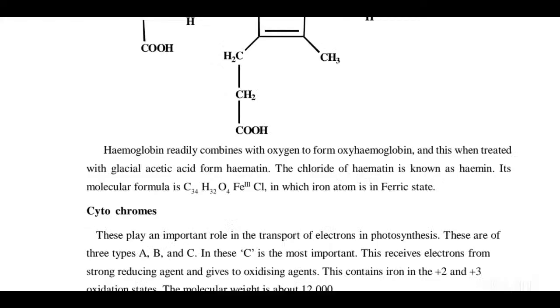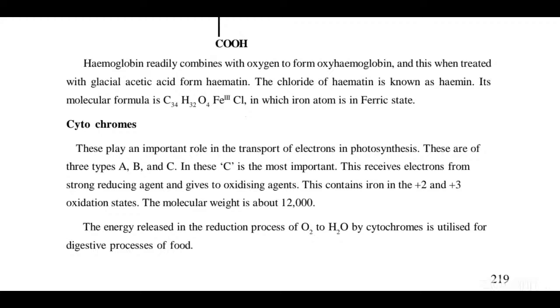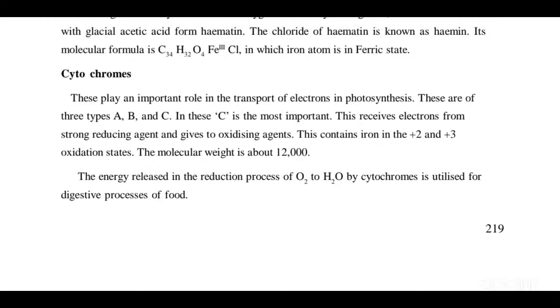The cytochrome plays an important role in the transport of electrons in photosynthesis. These are three types: A, B, and C. C is the most important. This receives electrons from a strong reducing agent and passes them to the oxidizing agent. This contains iron in the plus 2 and plus 3 oxidation states. The molecular weight of cytochrome is 12,000 daltons, and its function is to release energy in the process of oxidation.